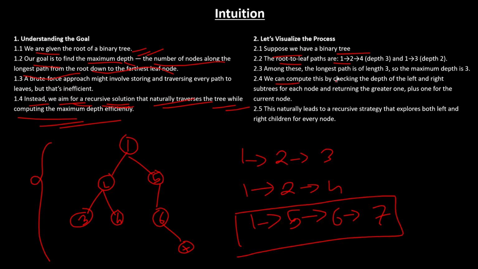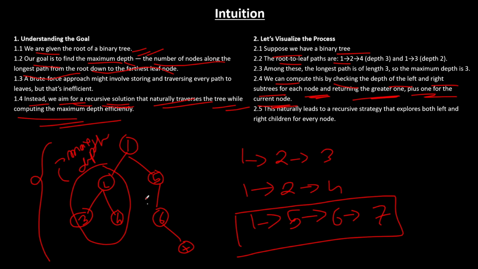We can compute this by checking the depth of our left and right subtrees for each node, returning the greater one plus one for the current node. Now, this could sound a more complex one. Like how can we know about this? We could check that, okay, this is the left subtree. If we know the maximum depth of the left subtree and the maximum depth of the right subtree, right?